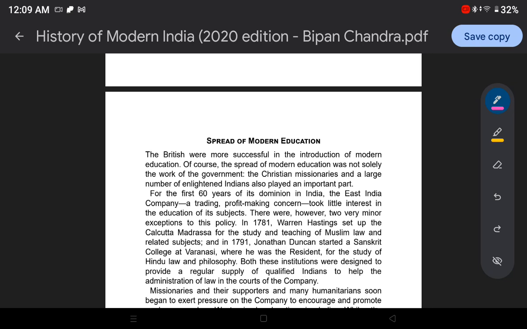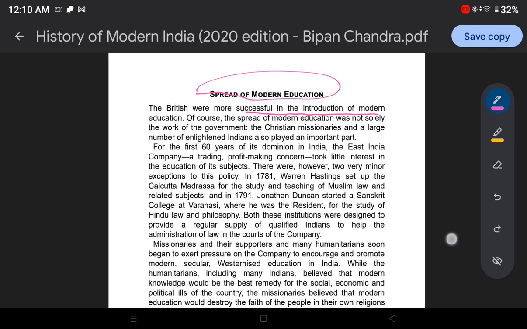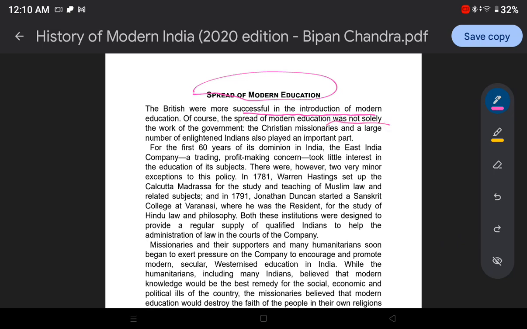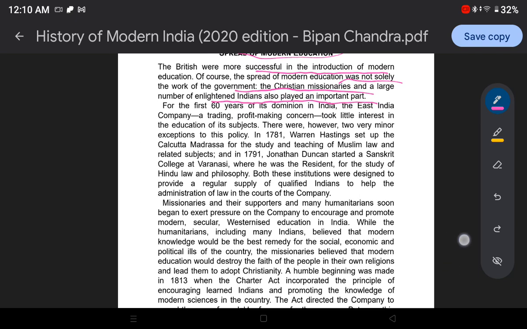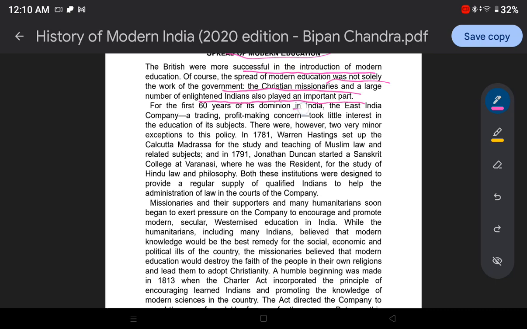Then, spread of modern education. The British were more successful in the introduction of modern education. Of course, the spread of modern education was not solely the work of the government. The Christian missionaries and a large number of enlightened Indians also played an important part. For the first 60 years of its dominion in India, the East India Company, a trading, profit-making concern, took little interest in the education of its subjects.